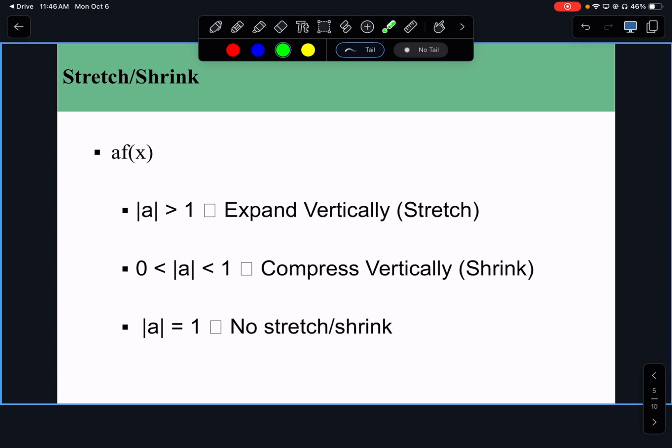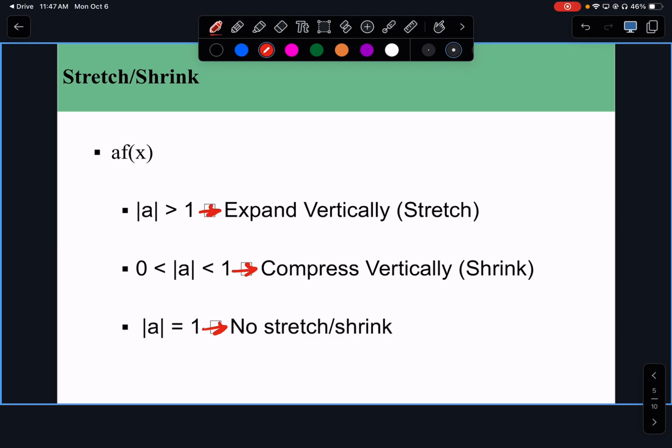So this is just a review from the notes on Friday. If A is greater than 1, it's going to be a vertical stretch. If A is between 0 and 1, meaning it's a fraction like 1/2 or 1/3, it's going to be a vertical compression. And if A is 1, you don't really see anything there. There's just a 1 in front of the parentheses or the radical or whatever. There's no stretch or shrink. Okay? When I say A is greater than 1, that top one, so if A is 2, that means our Y values are going to grow twice as fast.